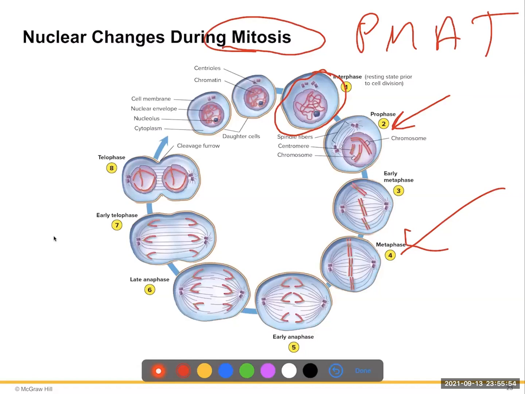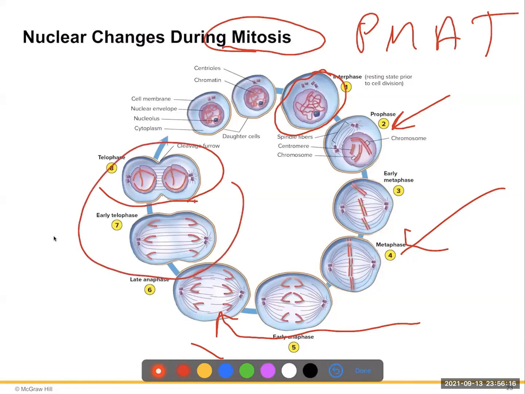Metaphase, the chromosomes line up in the middle. So prophase, you start to make chromosomes. They start to condense. Metaphase, they all line up in the center. Anaphase, they start to pull to the different poles. They pull from one end to the other, leaving the center. And then telophase, you start to get separation. You can see the cleavage here, where this cleavage starts to form. You start to get separation into two daughter cells.